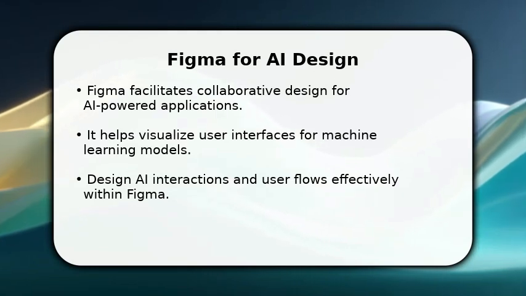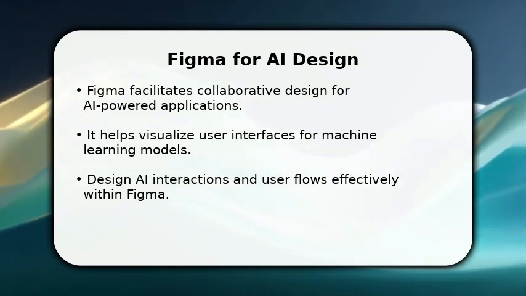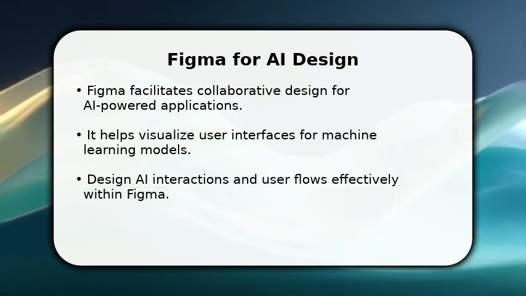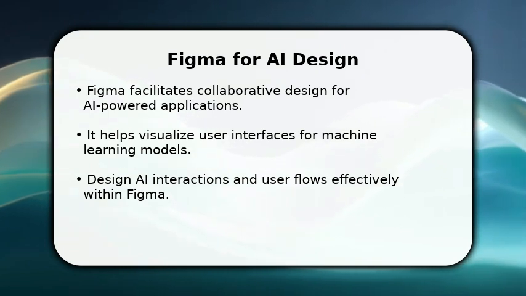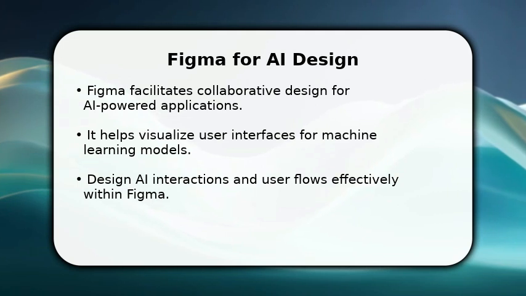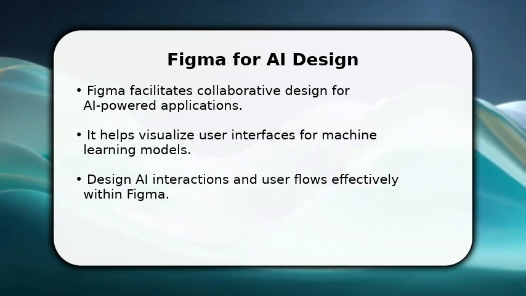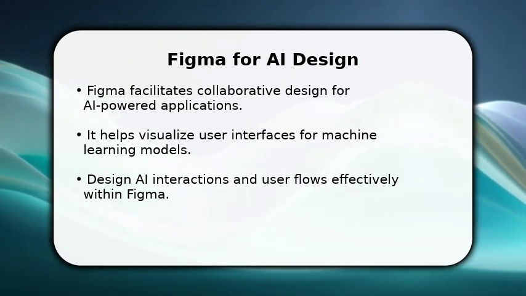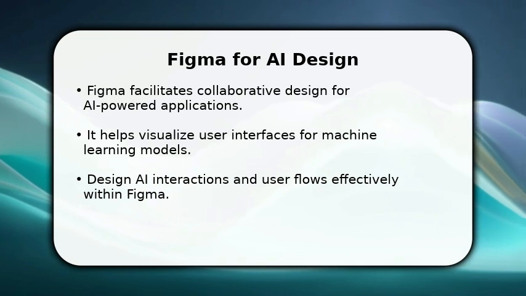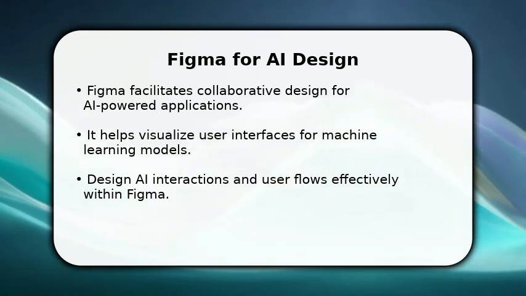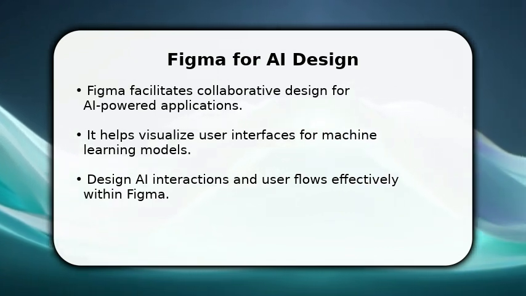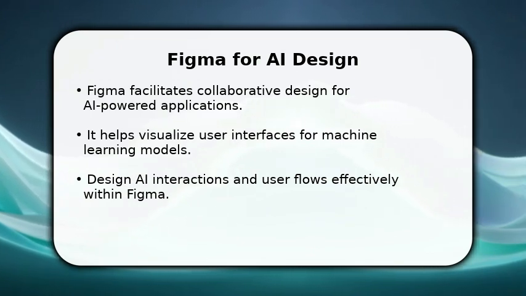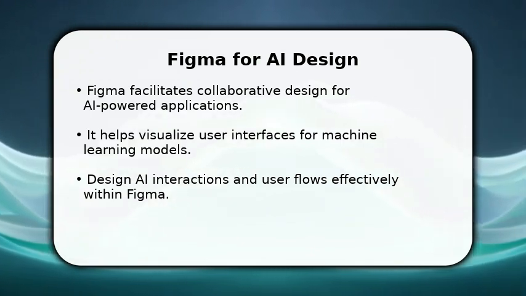Enjoy the video. In this video, I will explain how to use Figma to design for AI. Figma is an incredibly powerful tool for creating user interfaces and experiences, especially when working with artificial intelligence. It allows teams to collaborate seamlessly, visualizing complex AI interactions and user flows. You can design intuitive interfaces that clearly communicate the capabilities of your machine learning models, ensuring a smooth and engaging experience for your users. This foundational step is crucial for any successful AI product.